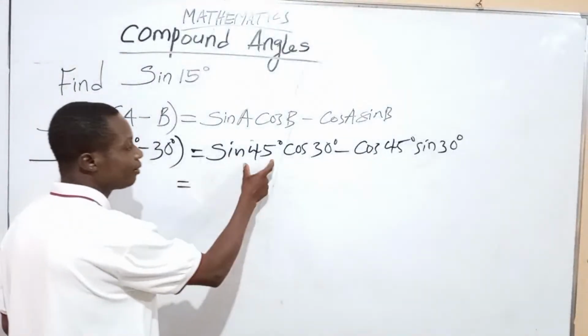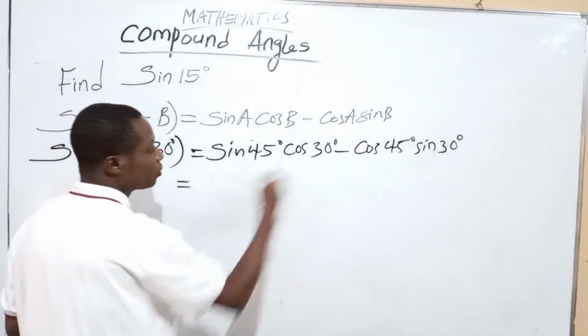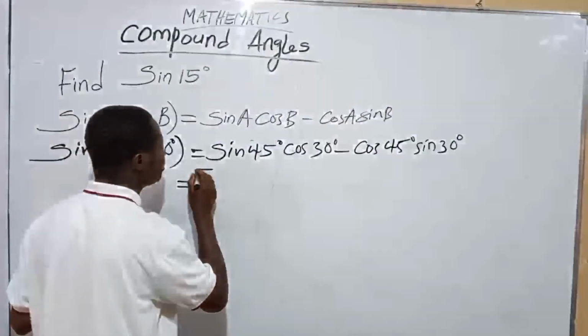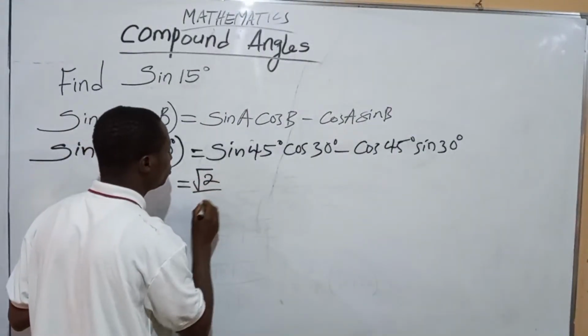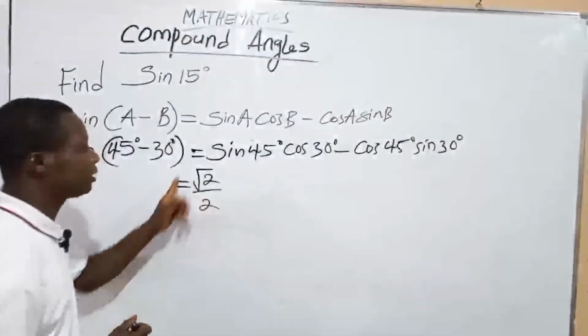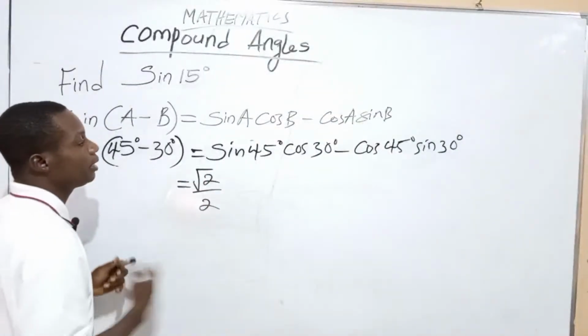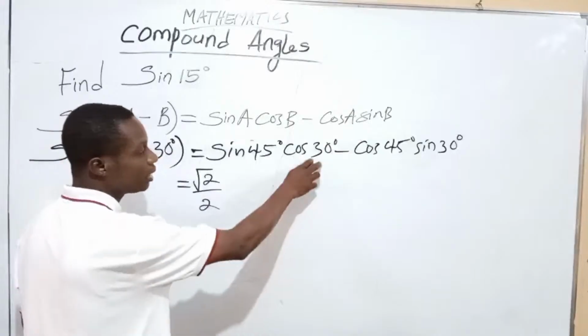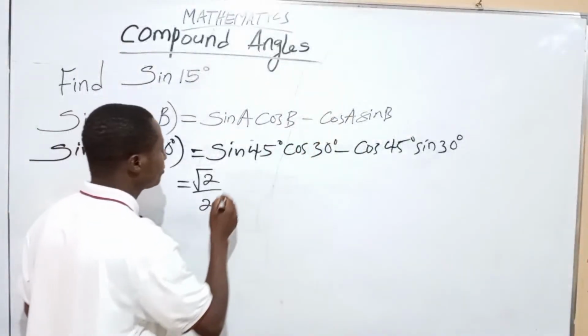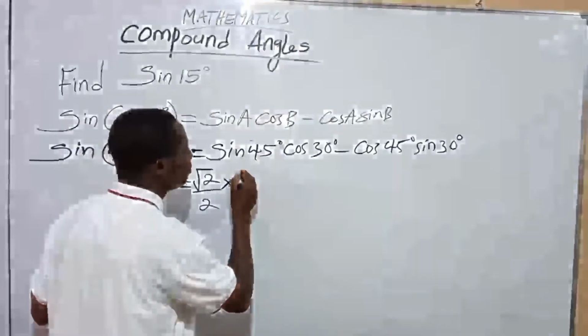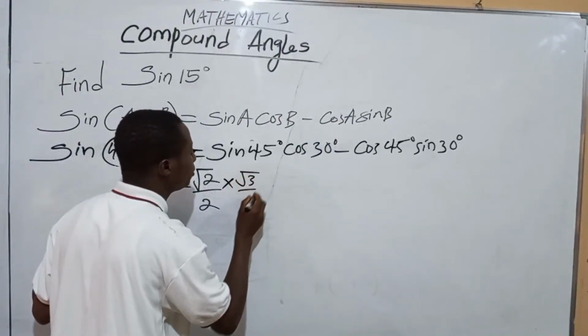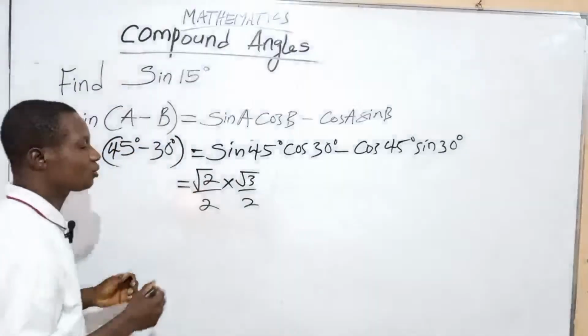So what is sine 45? Sine 45 is equal to cos 45, and that is root 2 over 2. This is the rationalized form of it. Then what is cos 30? Cos 30 is sine 60. That is root 3 over 2. Please learn the special angles, okay?